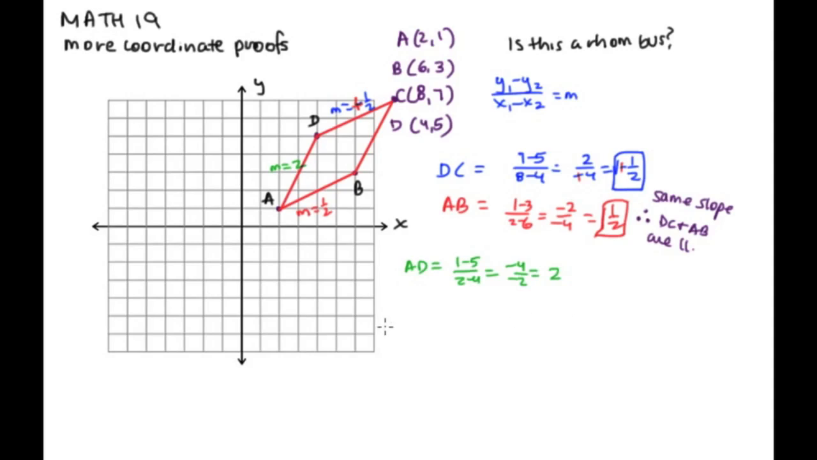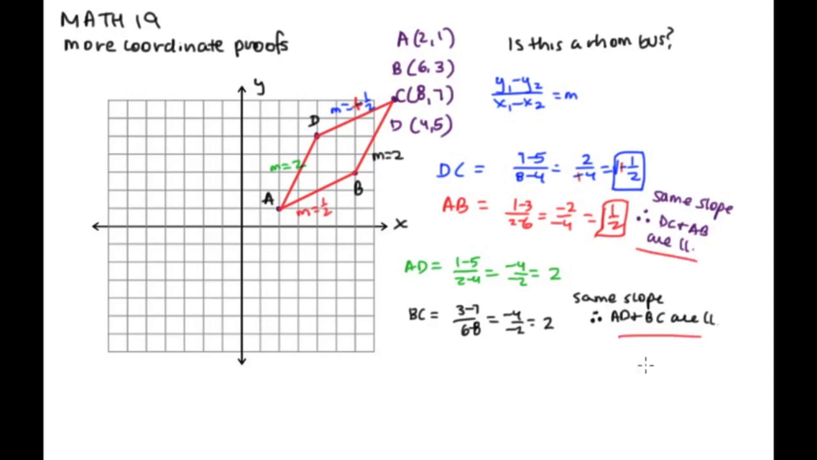If we want to use black for the last one, we want to find the slope of BC. That's 3 minus 7 over 6 minus 8. Again, negative 4 over negative 2. The negatives cancel out for a slope of 2. And again, these are the same slope. So therefore, AD and BC are parallel. And now we have two pairs of parallel opposite sides.